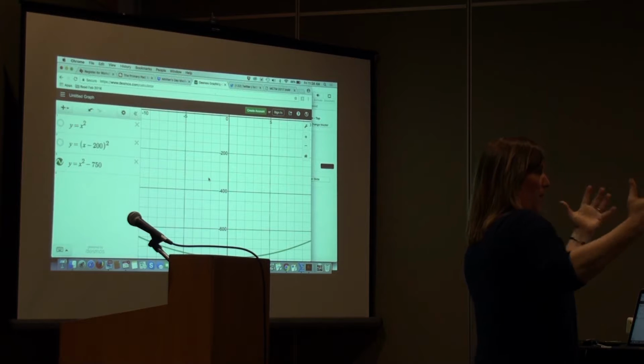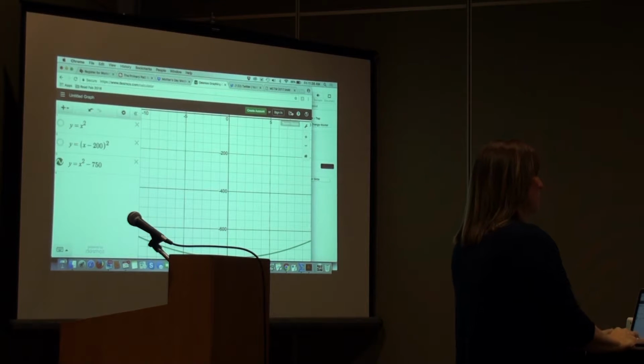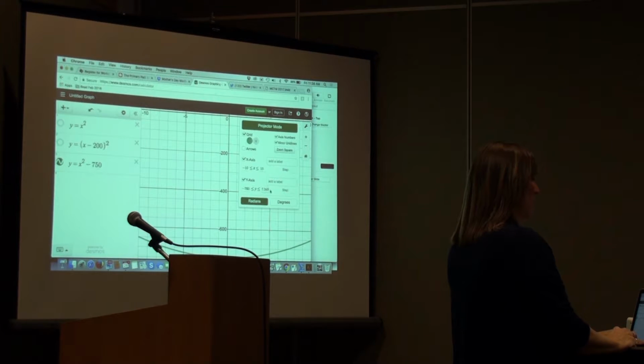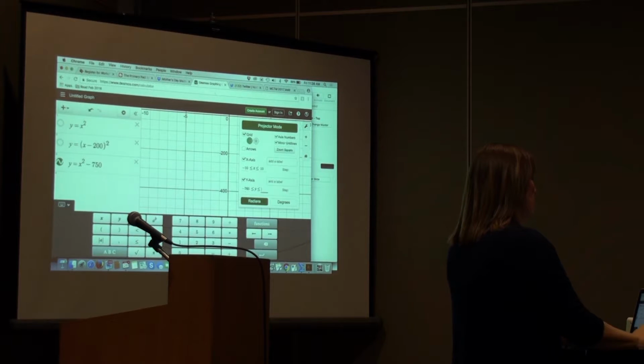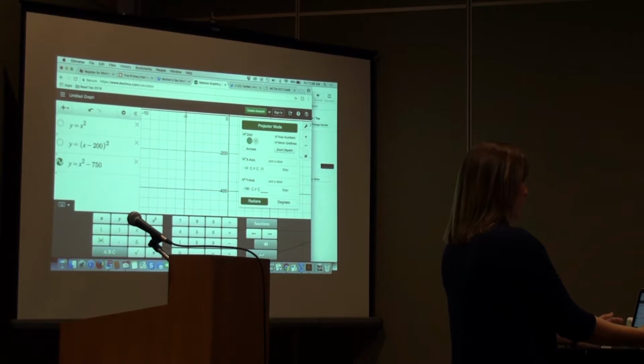Could we mess with the y max? And I don't want to spend too much time on this. I hope I can give you a little bit of an idea. So when I began teaching, what are you going to change it to, by the way?